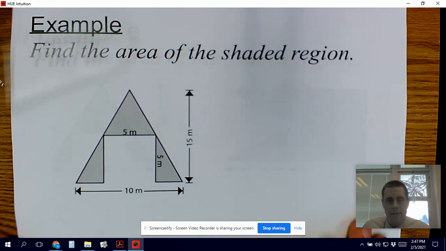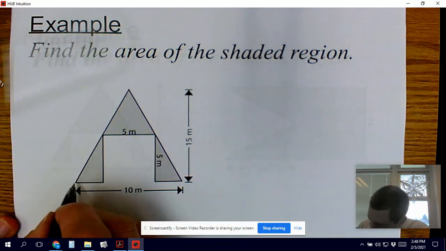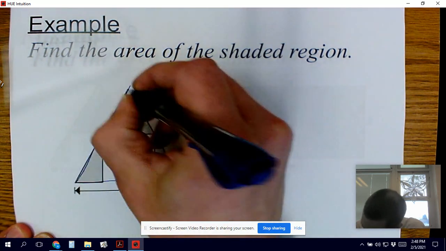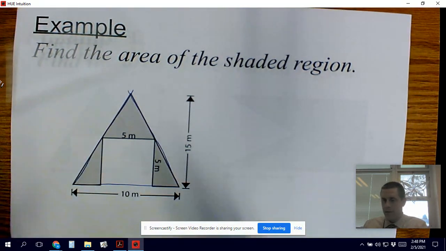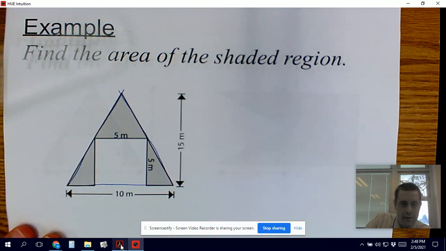All right, let's do one last example together. Again, we're trying to find the area of the shaded region. So my first step, envision this as one big solid triangle. What if that triangle was completely filled in, completely shaded, one solid triangle? Let's find the area of it.